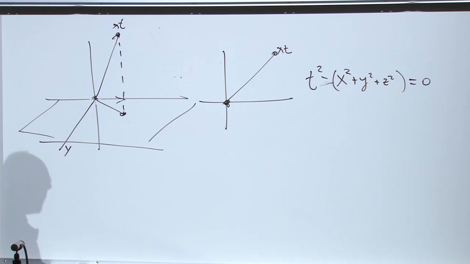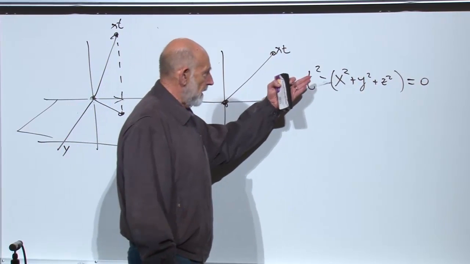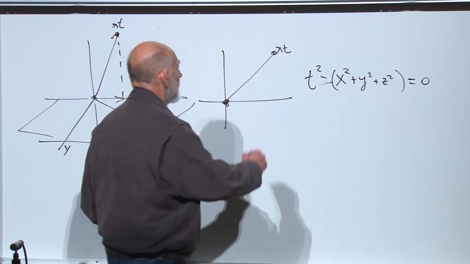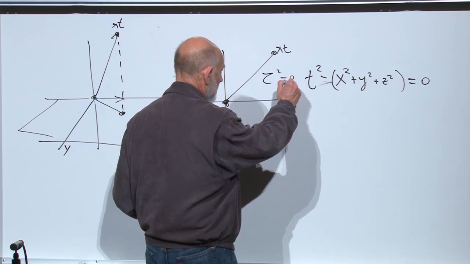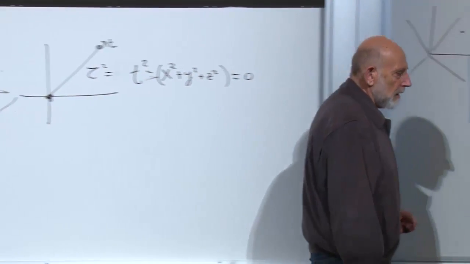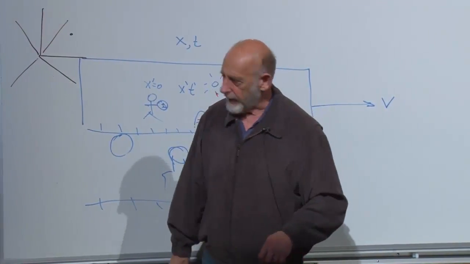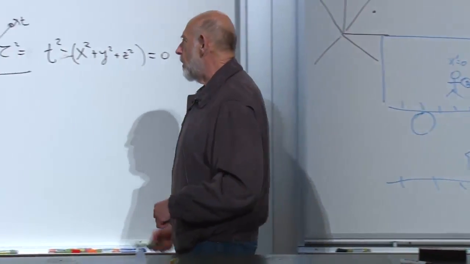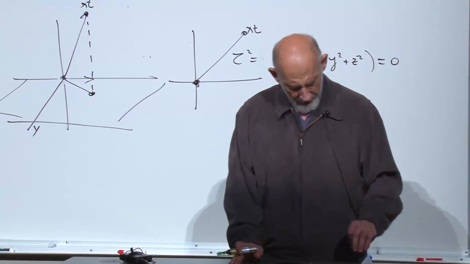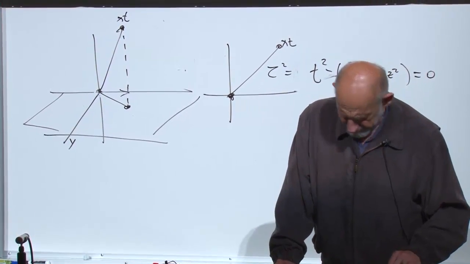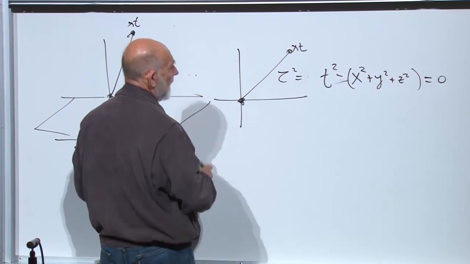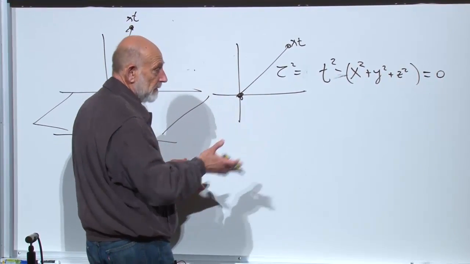So the motion of a light ray is t squared minus x squared minus y squared minus z squared equal to 0, or again, tau squared is equal to 0. So that's one concept of how a light ray moves. It moves along trajectories such that the proper time along the trajectory is equal to 0. Photons move that way. We could draw a picture for this. A light ray moving to the right is a 45-degree line to the right.